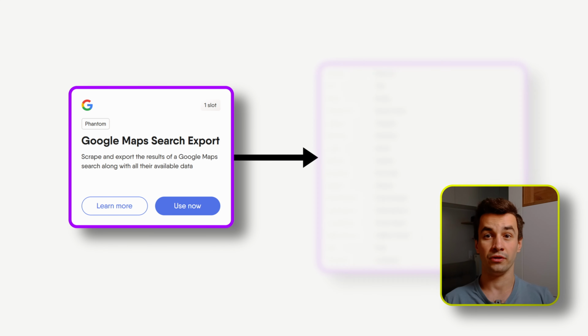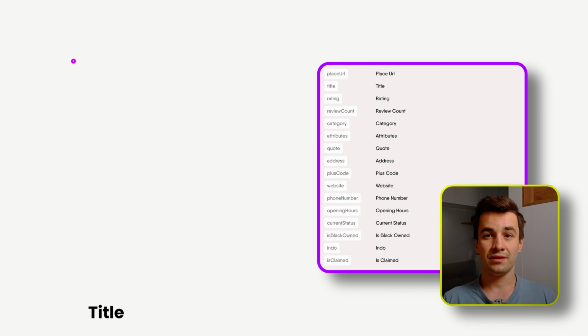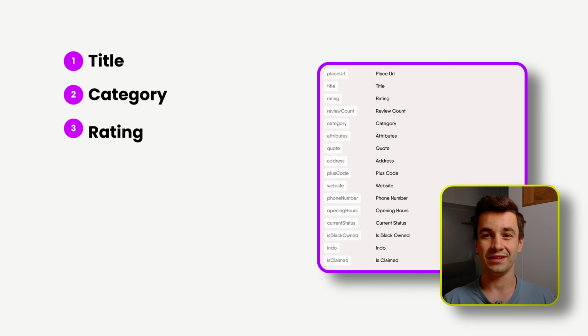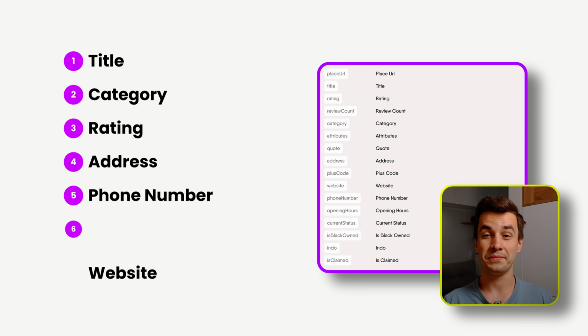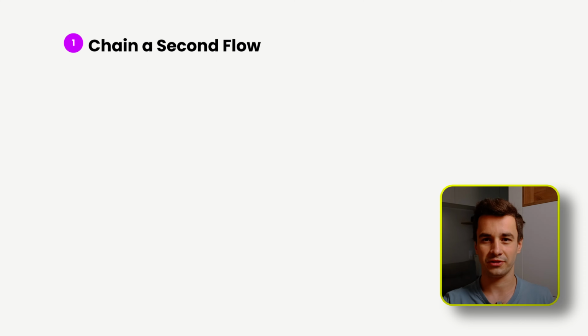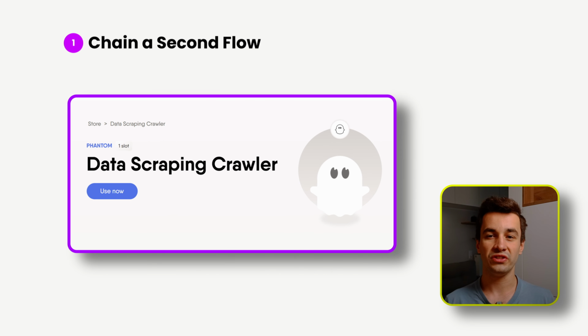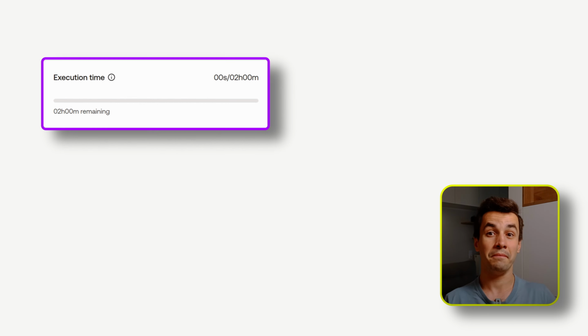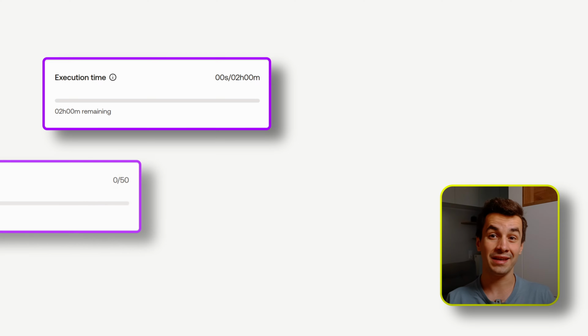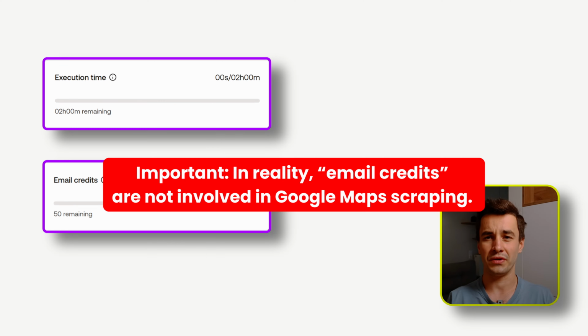On PhantomBuster, this Phantom returns title, category, rating, address, phone number, website, opening hours. But something is missing. No emails, no social links. For contacts, you have 2 options. Number 1, chain a second flow. For example, a data scraping crawler, which visits each website to enrich the database, consuming more execution time and email credits for verification.